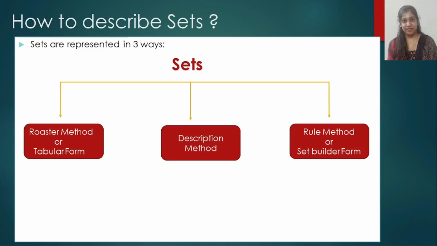So with this, let us see our next point, which is how to describe a set. Sets are represented in three ways. The first is the roster method, the second is the description method, and the third is the rule method. Now let us see these three methods one by one.